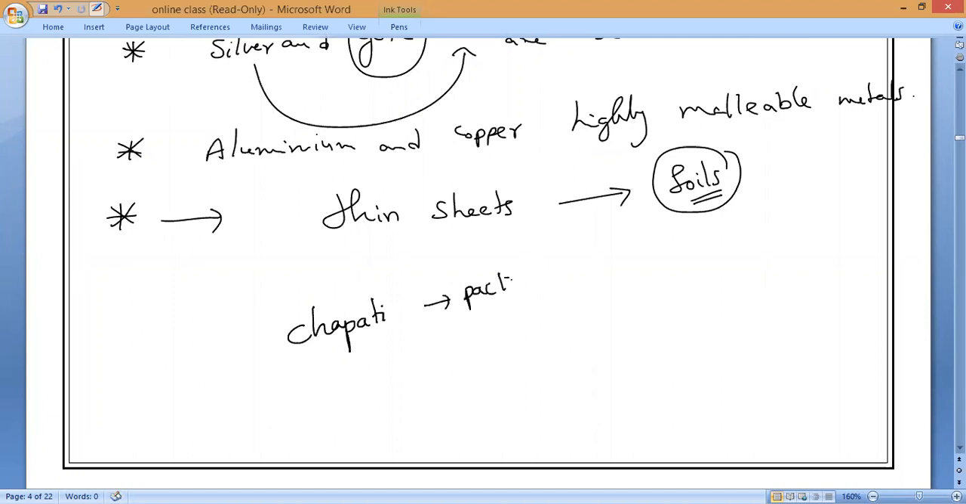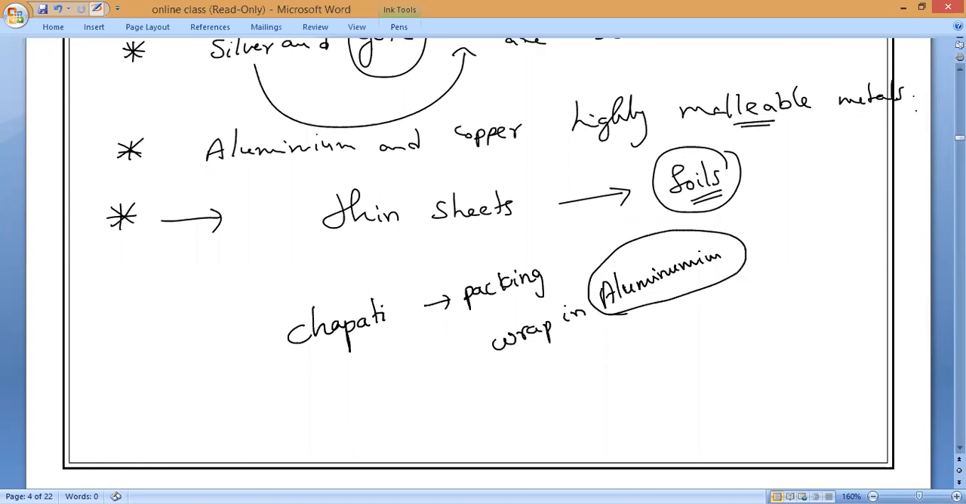Have you noticed it, everybody? They wrap chapati in aluminium foil. Have you noticed it? Yes or no? And it is very easy to tear. Biryani is also packed in that. Because aluminium is an extremely highly malleable metal, we can make it into very, very thin sheets. The thin sheets we call foils.